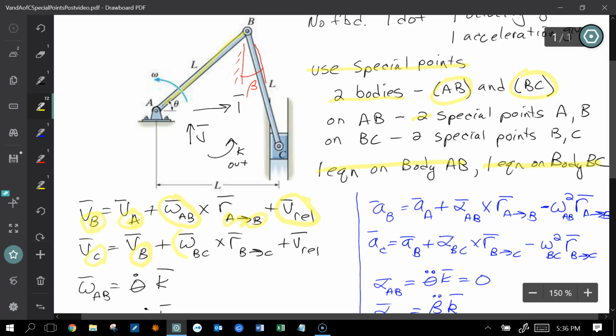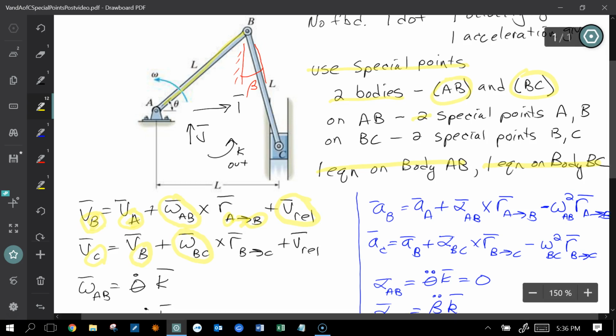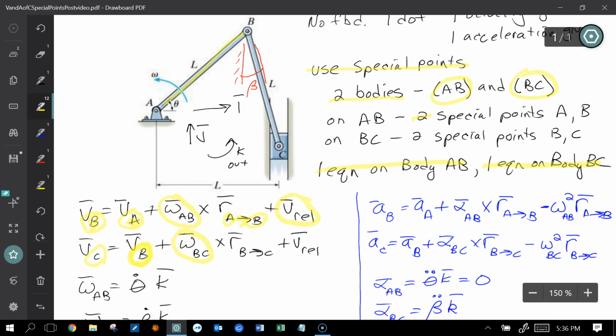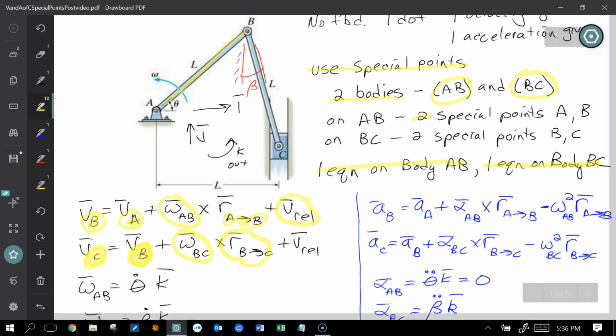Which omega? Well, look at the two points that this equation is being written for. It's being written for point B and C. Look at B and C. They are sharing a body. What body are they sharing? They're sharing body BC. So it should be the omega of BC. All right. Cross R. R from what to what? It always goes from the point that's on the right-hand side, this one, B in this case, to the one on the left, C. Right? So that's why it's always R from the right guy to the one on the left, plus the VREL term.